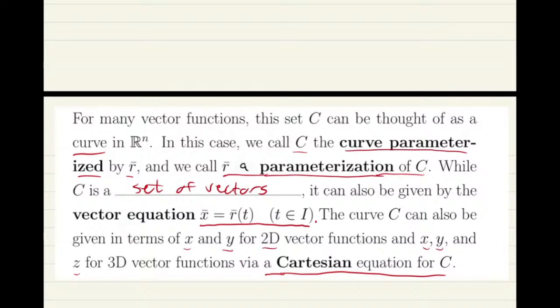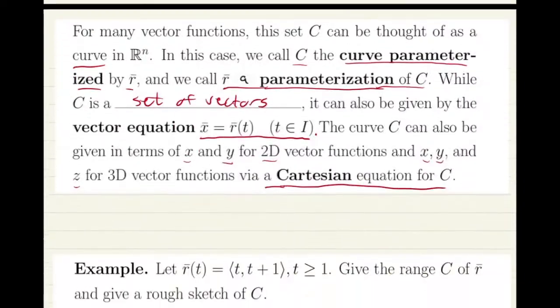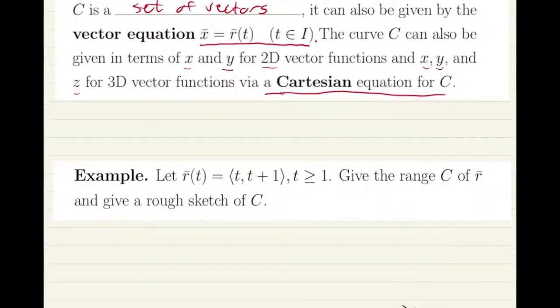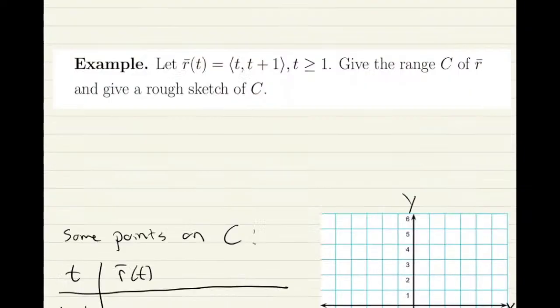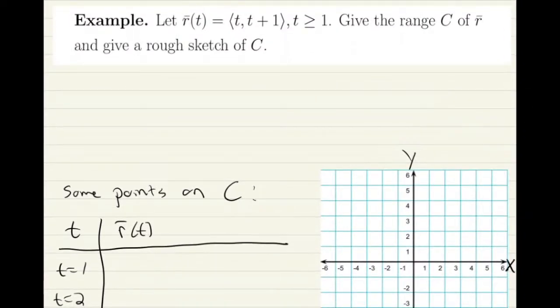Maybe we can look at an example. What am I talking about here? This example will illustrate everything. What we need to do, okay, I have a 2D vector function. R of t is given by x of t equals t and y of t equals t plus 1. X of t is equal to t. Y of t is given by t plus 1. Okay, those are the component functions.